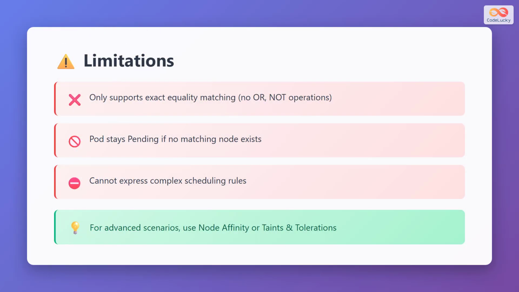While node selectors are simple and effective, they do have some limitations you should be aware of. First, they only support exact equality matching. You cannot use OR or NOT operations to create more complex logic. Second, if no matching node exists in your cluster, the pod will remain in a pending state indefinitely. Third, node selectors cannot express complex scheduling rules that involve preferences or priorities. For advanced scenarios like these, you should consider using node affinity or taints and tolerations, which offer more flexibility and power.